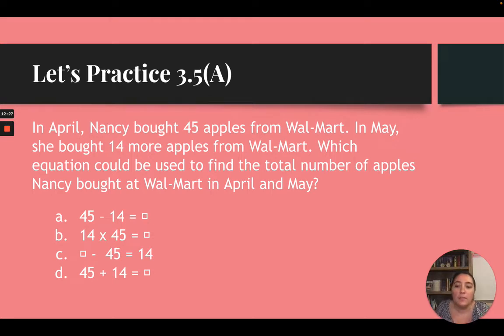All right. Now that you are back, you should have found that we need to choose D. The key word that tells us it's D is right there at the beginning of that sentence, in May, she bought 14 more apples from Walmart. So we know we start with 45 because that's what the problem tells us. And then she buys 14 more, and it gives us that unknown because we don't know the total she has.